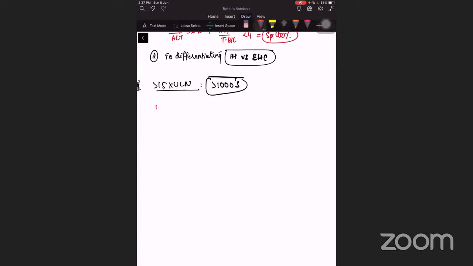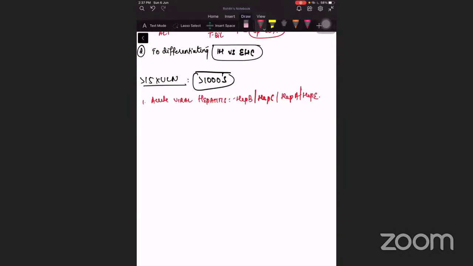So the first thing is acute hepatitis. Most commonly it is going to be viral. Acute viral hepatitis, either Hep B, Hep C, Hep A and Hep E. You also have other viruses like CMV and EBV, but they cause more of a cholestatic pattern rather than a hepatocellular pattern.